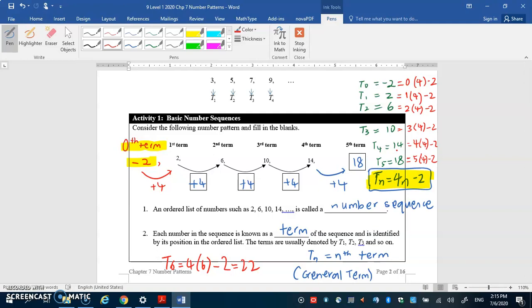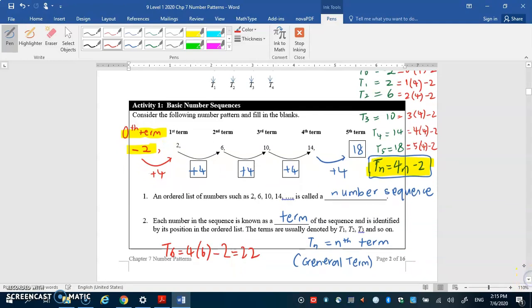But let's say I want to find the 100th term. Then I will not just say plus 4, plus 4, plus 4, 100 times, right? That's going to be very, very tedious. So instead, I will just use the general term formula. T100 equals 4 times 100 minus 2, which is 400 minus 2. You will get 398. So the formula helps us find a term which is very, very far away, for example, the 100th term, the 1000th term, or the 5000th term. Just because we have the formula, it's very easy to find.